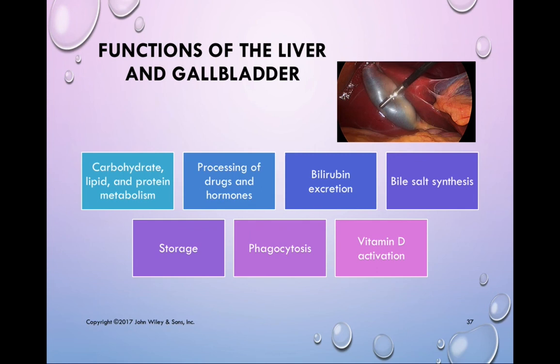The gallbladder, on the other hand, is going to have its primary role as storing bile, and it will release that bile when substances make their way into the small intestine. The gallbladder is a storage organ for bile.